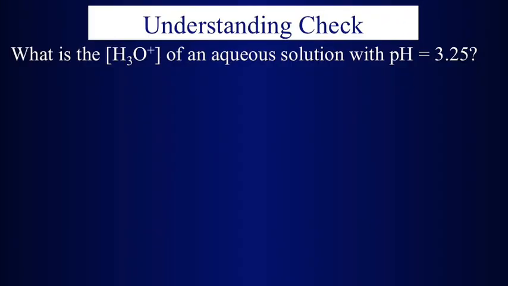Now you try one. What is the hydronium ion concentration of an aqueous solution with pH equal to 3.25? Click pause and work on the problem now.